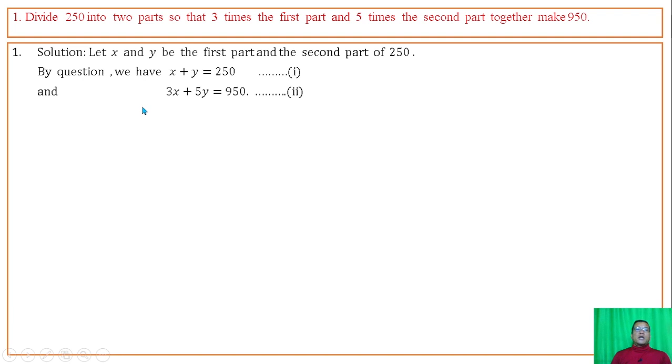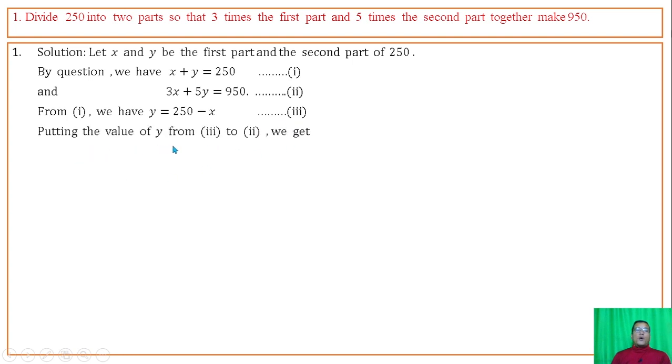And 3 times of the first part, that is 3x. 5 times of the second part, that is 5y. Together make 950 haragadi. Their sum should be 950, which is equation 2. From equation 1, we have y equal to 250 minus x. Y dagi equation 1 dagi y do in terms of x to form to a massive equation 3.